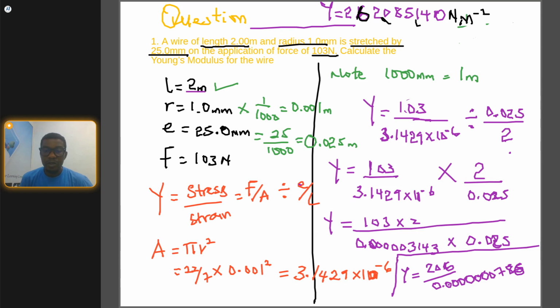So this is the Young modulus value, 200 and okay. Yeah, you don't understand. I mean, you are dividing this by this. Latifa, you are dividing this value 206 by 0.000 that you have here. When you divide it, you are going to have that answer, okay?